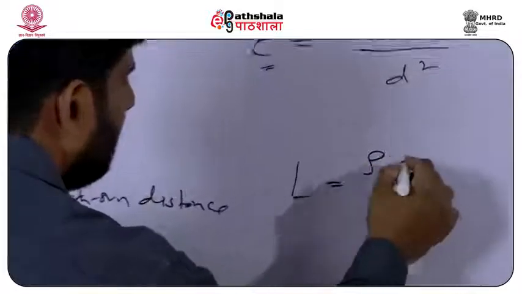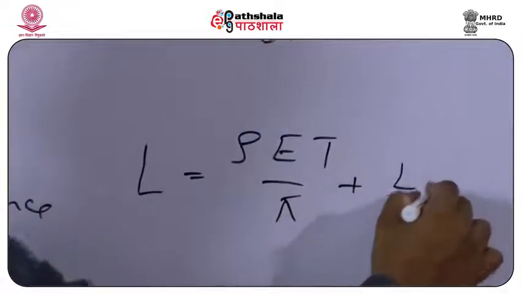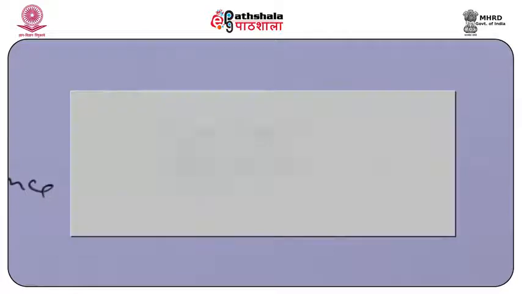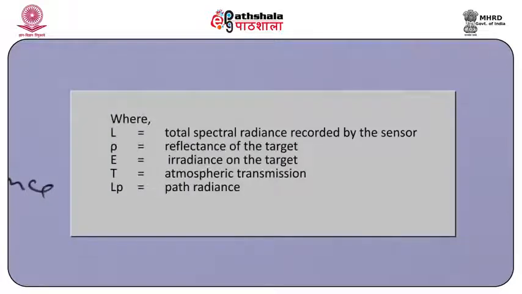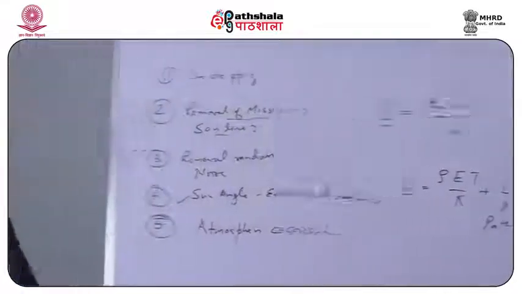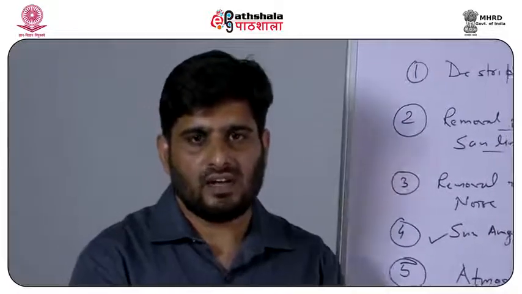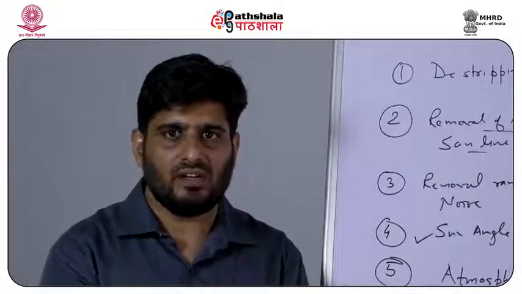L equal to rho E T over pi plus LP, where L is the total illumination or spectral radiance recorded by the sensor, rho is the reflectance of the target, and E is the irradiance on the target. LP is known as path radiance, which will also have an augmenting effect upon the brightness value of the pixel. So these are different types of radiometric corrections which may be applied on the remote sensing data.